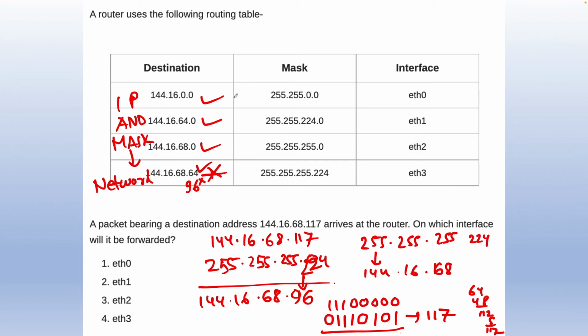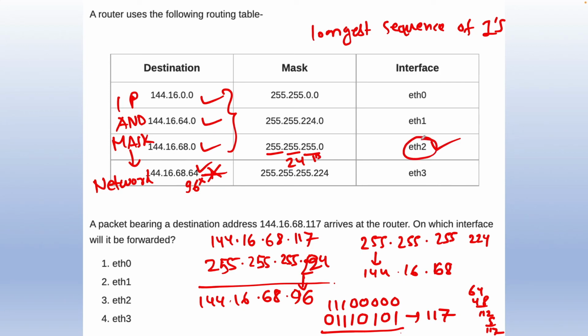So only the first three options are matching, but we are going to take the one with the longest sequence of ones. So this one is taken. Why? Because this one is having the longest sequence of ones, 255.255.255. There are 24 ones in this sequence, so we will take this one, Ethernet 2, right? A packet bearing a destination arrives at the router, on which interface will it be forwarded? Option C is the right one, that is Ethernet 2. Why? Because all these three options were matching, but we have to take the longest sequence of ones.